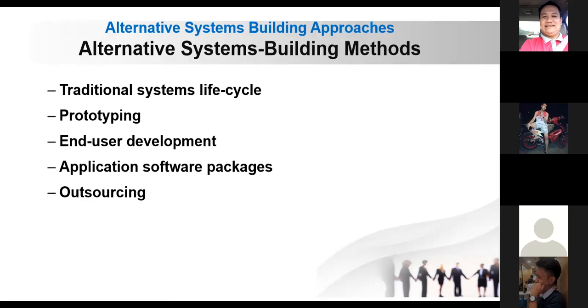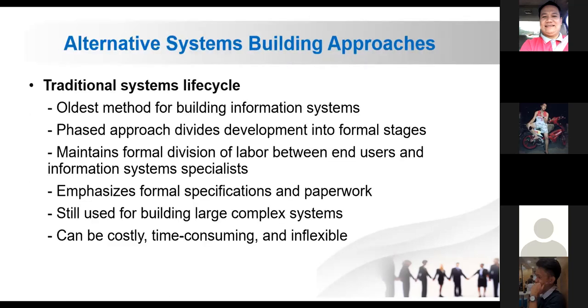Alternative system building methods: traditional system lifecycle, prototyping, end user development, application software packages, and outsourcing. Traditional system lifecycle. The system lifecycle is a traditional methodology that uses a phased approach to building a system, dividing system development into formal stages. Each stage consists of basic activities that must be performed before the next stage can be done.